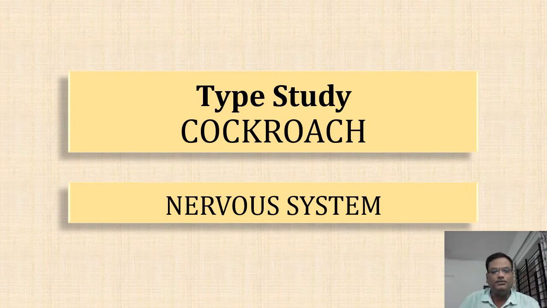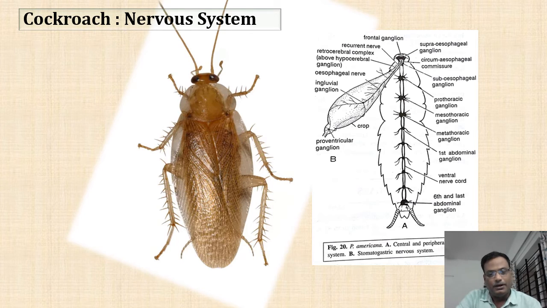Hello students, this is the last part of the type study of cockroach, and in this video we are going to study the nervous system of cockroach. Cockroach is a very active and nocturnal animal. The nervous system of cockroach helps it to communicate with the outer environment through its sense organs like antenna, compound eye, and sensory parts on the body. So it is capable of identifying its food, identifying its mate, identifying its enemy, etc.